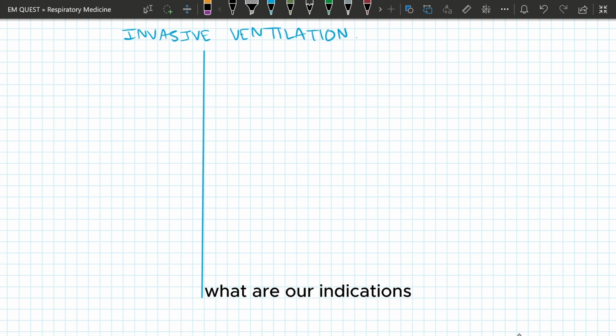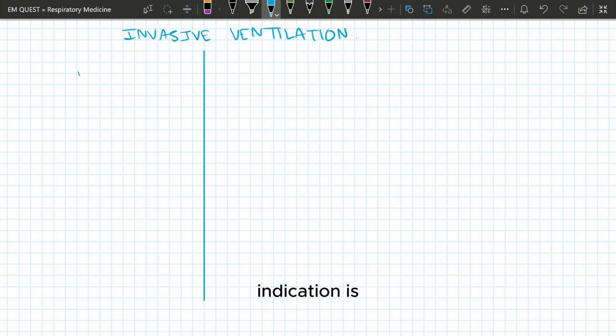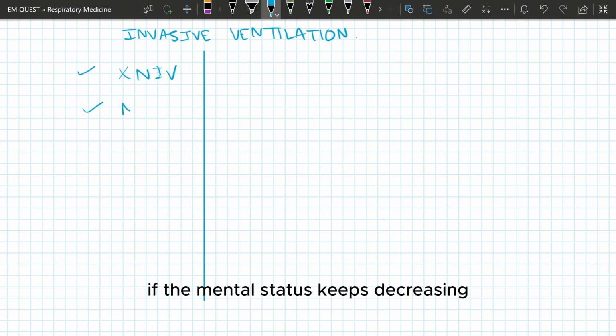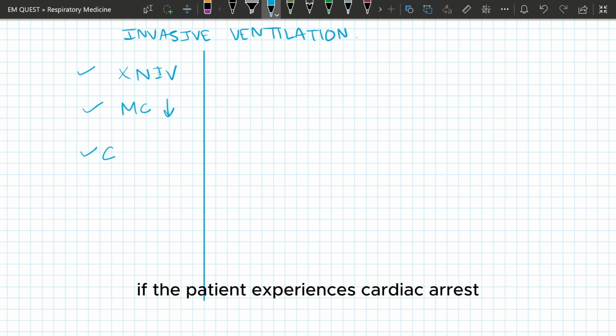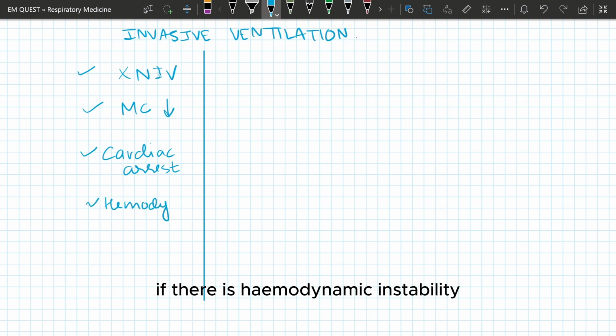What are our indications and contraindications to invasive ventilation? Indication is, first of all, if the patient has failed NIV or is not able to tolerate NIV, if the mental status keeps decreasing, if the patient experiences cardiac arrest, or if there is hemodynamic instability despite giving fluids.